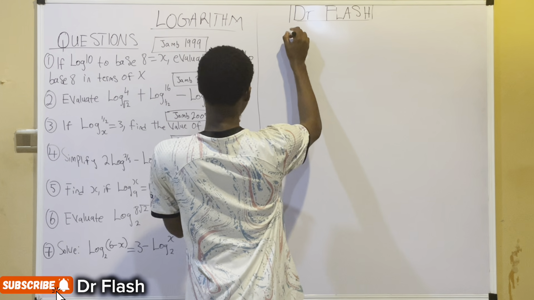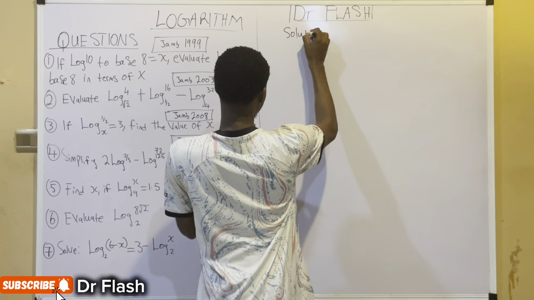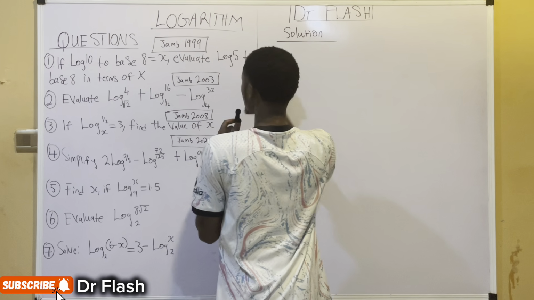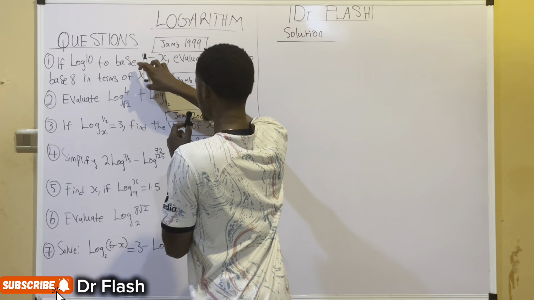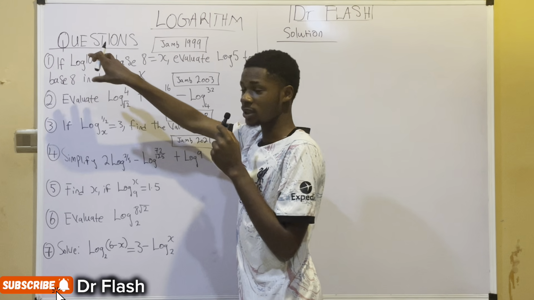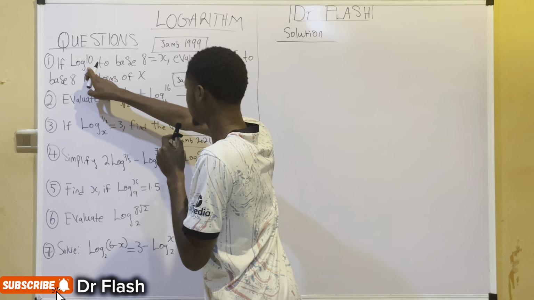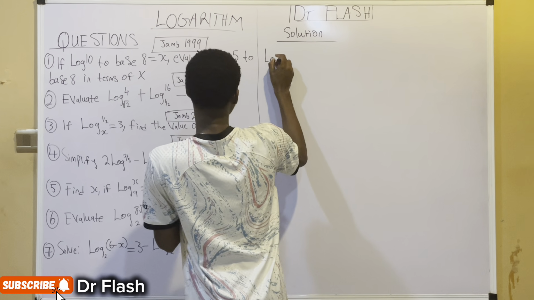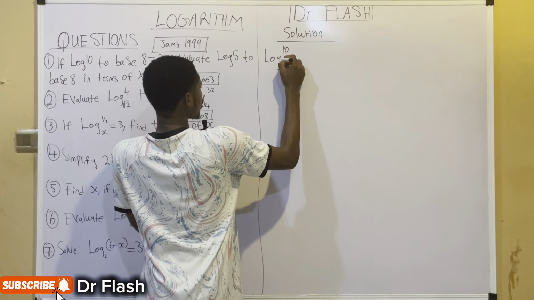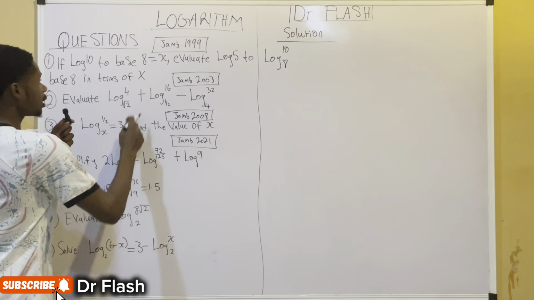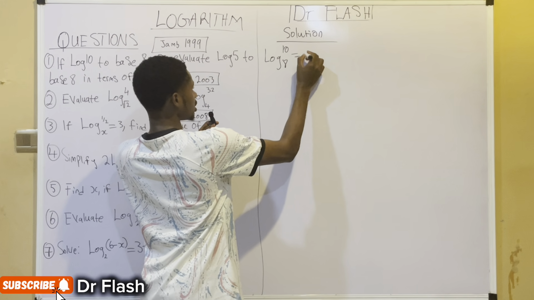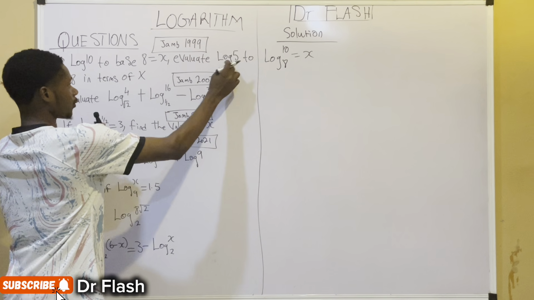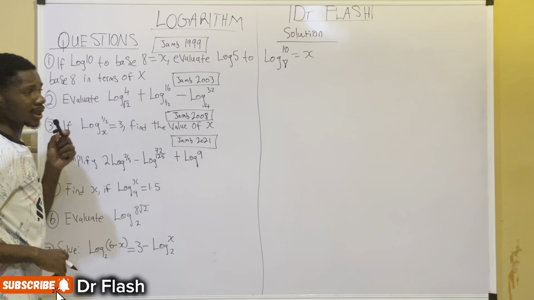I'm going to come here and then I'll write solution. Okay, the question is written in words. If log 10 to the base 8, which is log 10 to the base of 8, that's what it means, is equal to x, so it is equal to x. We are now asked to evaluate log 5 to base 8 in terms of x.